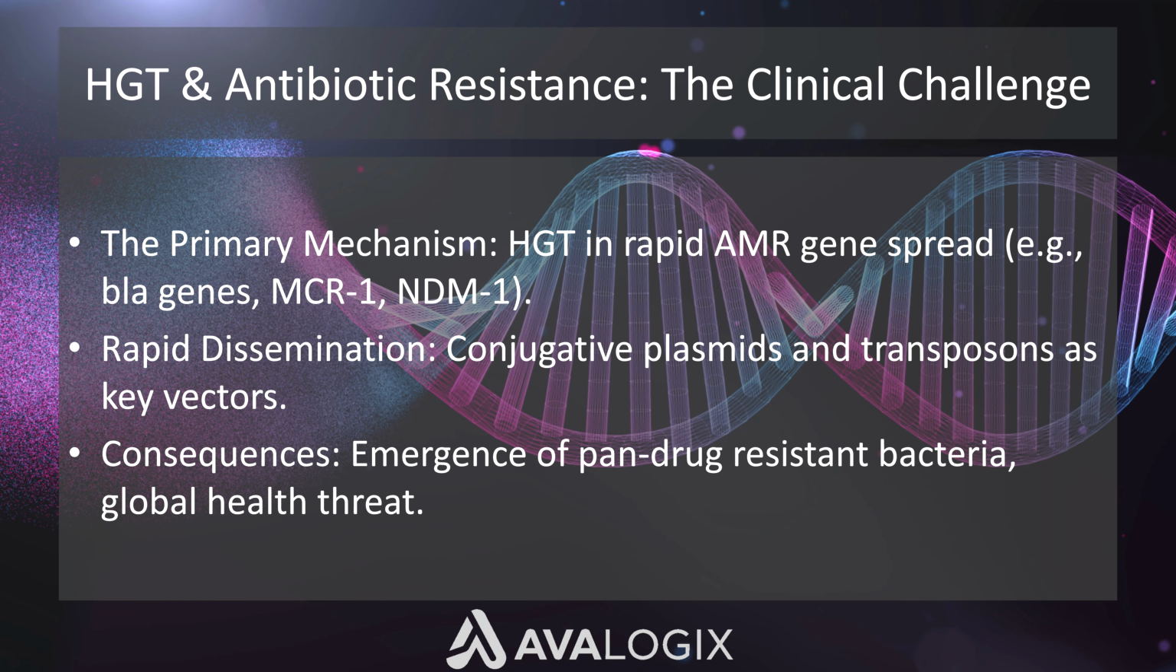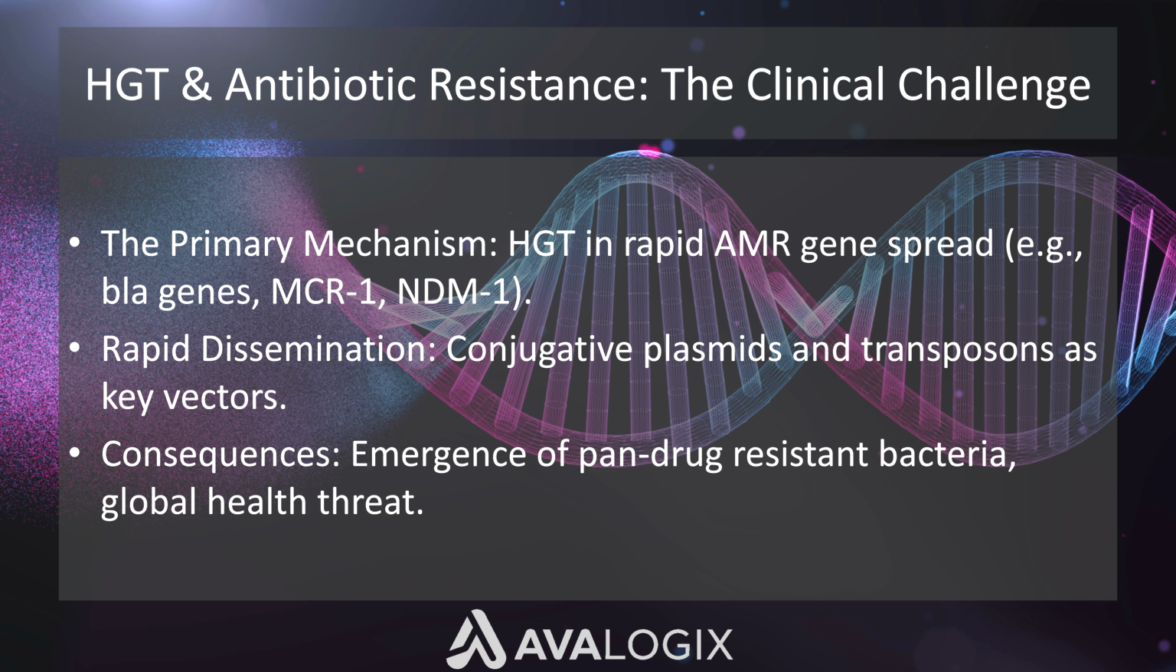Let's zoom in on one of the most critical clinical consequences of HGT, its central role in the rapid spread of antibiotic resistance, AMR. This is not theoretical, it's a driving force behind the global health crisis we face today. HGT is the primary mechanism for the dissemination of resistance genes across bacterial populations, both within and between species. It spreads resistance far faster than spontaneous mutation.